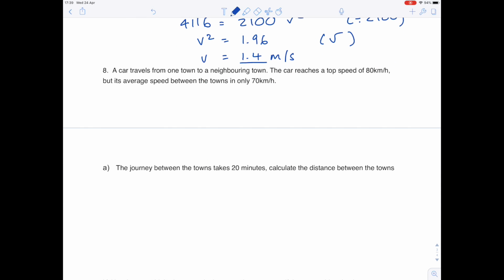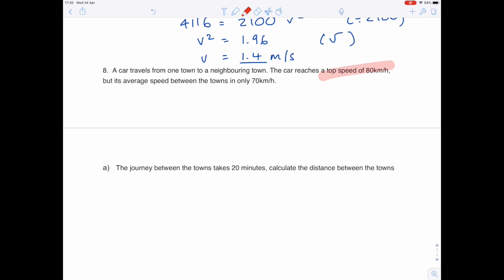8. A car travels from one town to a neighbouring town. The car reaches a top speed of 80 kilometers per hour, but its average speed between the two towns is only 70 kilometers per hour. The journey between the two towns takes 20 minutes. Calculate the distance between the towns.